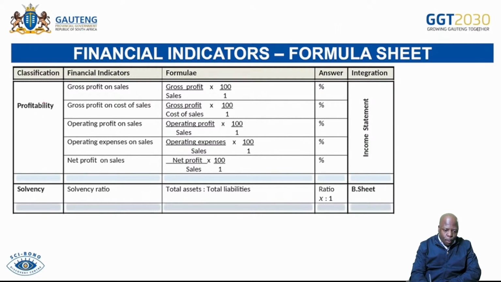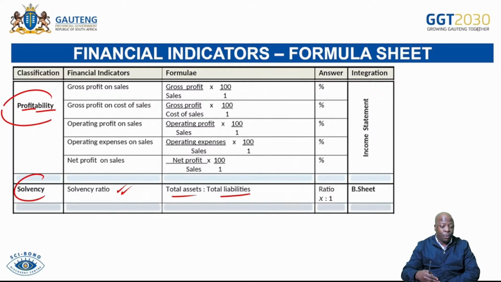We have what we call profitability financial indicators. These are financial indicators that look at the business's profitability. And then we also have, as you can see here, our solvency financial indicator, the solvency ratio. It is your total assets as to total liabilities. It looks at the ability of a company to pay off its total liabilities using its total assets. And therefore, we can determine if a company is solvent or not.